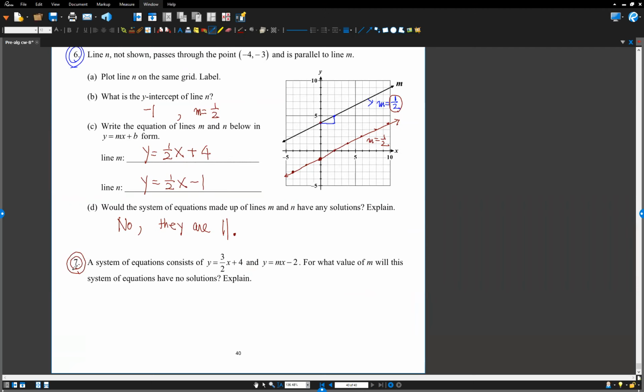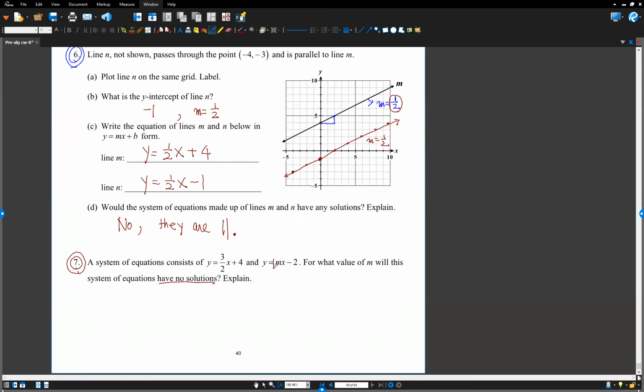Everybody try number 7. We have 2 equations in a system. One is y equals 3/2x and the y-intercept is 4. The other is y equals mx minus 2. The question is, for what value of m will this system of equations have no solution? It doesn't have any intersections. No solution means what? They should be parallel, right?